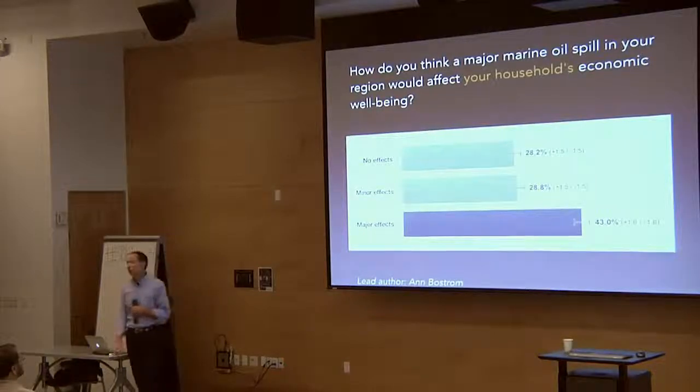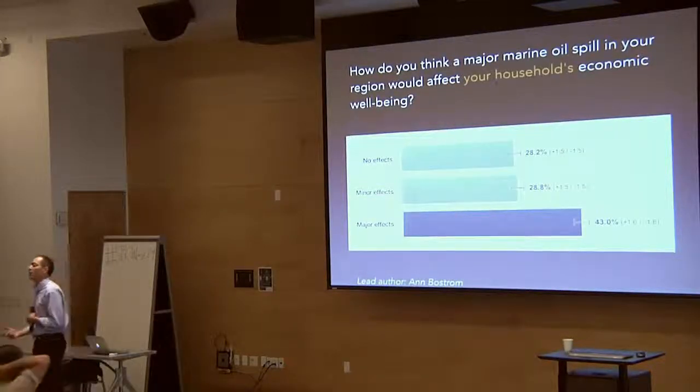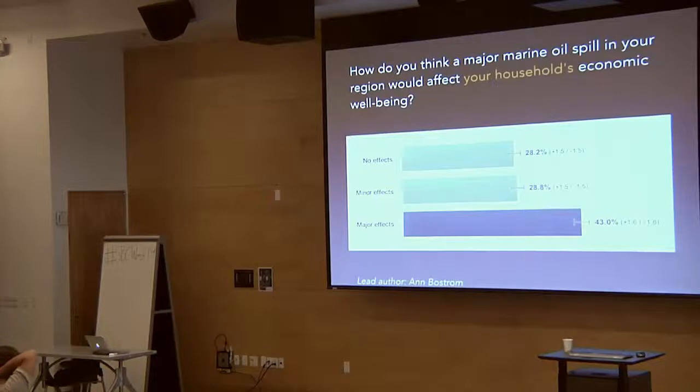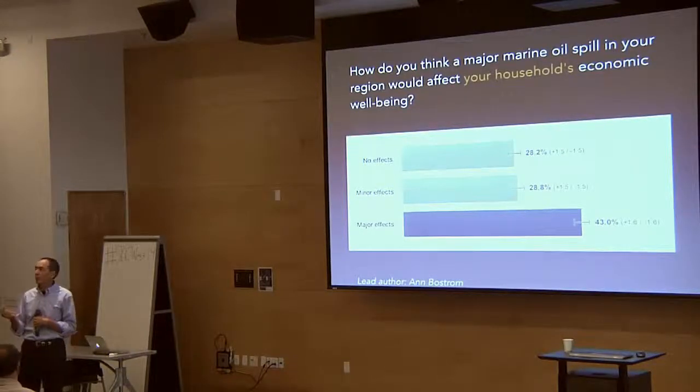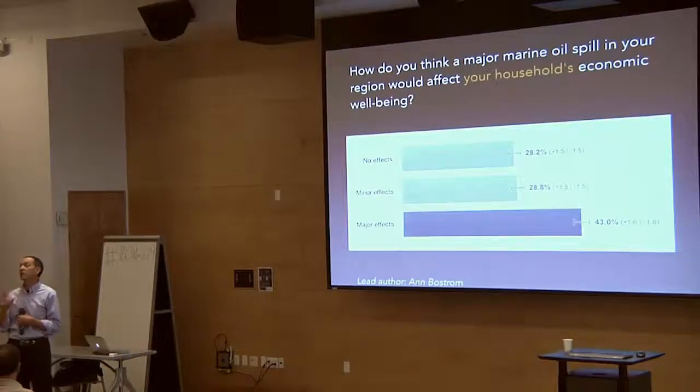And then I think this is the other really important component of this problem. If you read the question, do you think an oil spill in your area is going to affect your household's economic well-being? So this is at the individual level. And 43% of people said major effects, and 28% said minor effects at least. So a majority of the people, when asked this question, said if there's an oil spill, it's affecting me directly. And this is just economics.